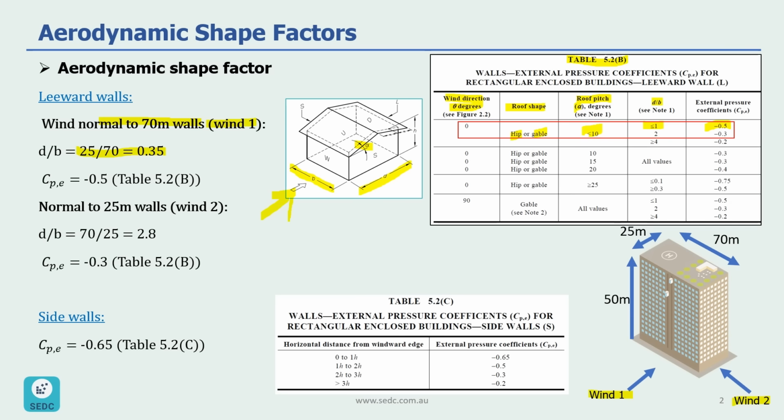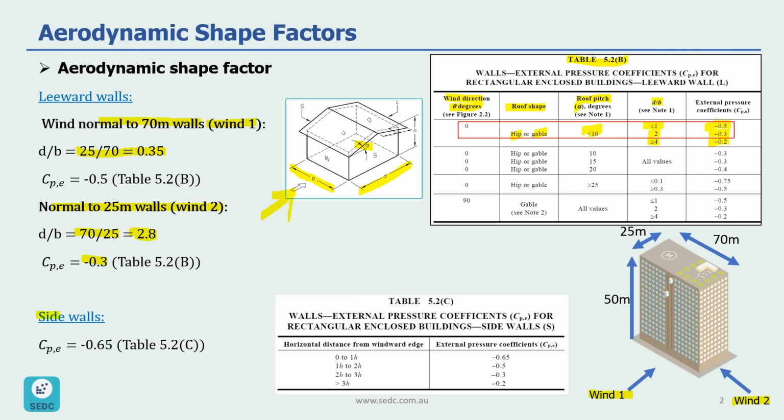For the other direction, which is wind 2, d over b with the same definition would be 70 divided by 25, which is 2.8. Now, if I go back to the table, the d divided by b falls between these two values of 2 and 4. So I can do linear interpolation and get a value between negative 0.3 and negative 0.2. But conservatively, I can take the value of negative 0.3.